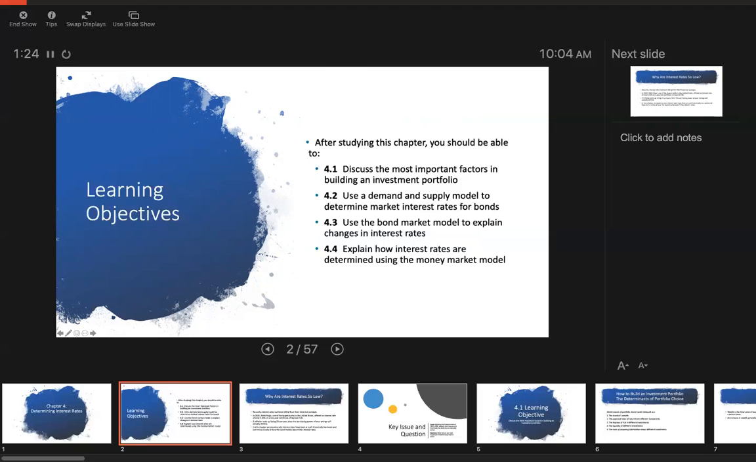and then we'll step into some of the most crucial elements of this course, where we'll talk about how we determine interest rates for bonds using two different models, right? We'll first use a demand and supply model to determine market interest rates for bonds, and then we will talk about how interest rates are determined using the money market model. So there are two separate models that we generally consider in determining interest rates, and we'll take each of those in turn and go into a deep discussion of this.